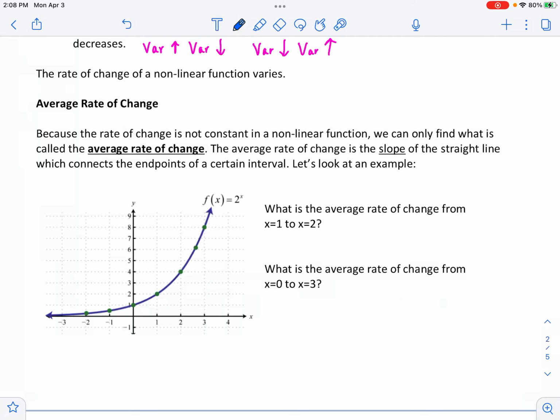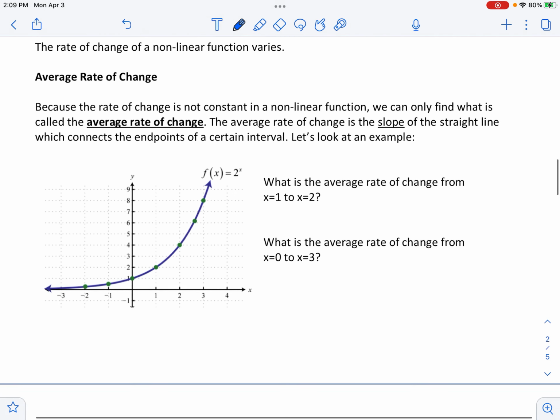In the last video, we talked about how to find the rate of change or the slope of linear functions, and we learned that linear functions have a constant rate of change or a constant slope. In this video, we're going to be discussing the rate of change of nonlinear functions. Because nonlinear functions do not have a constant rate of change, the best we can do is find something called the average rate of change.